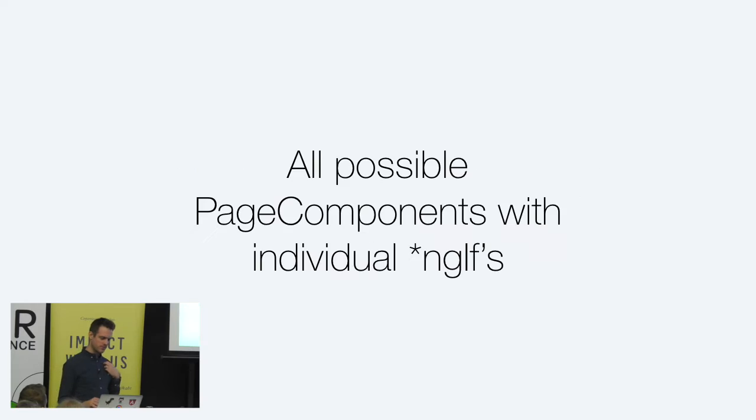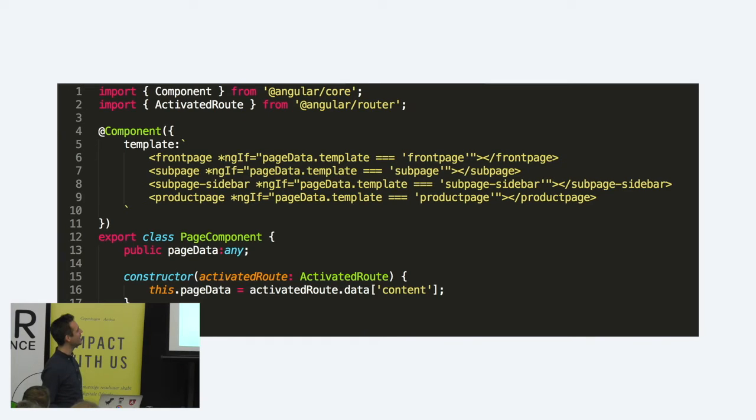So I thought to myself, we'll just put all the available page components on one page and put ngIfs on them all. So you see, here's a template. We get the data in the constructor. Here's a template that says front page. If the page data template is front page, use that component. If blah, blah, blah. You get the point.